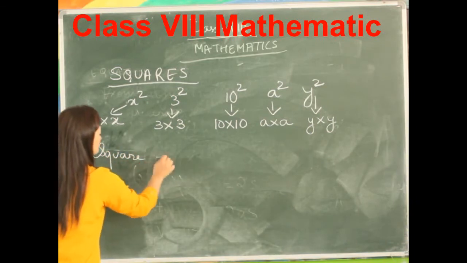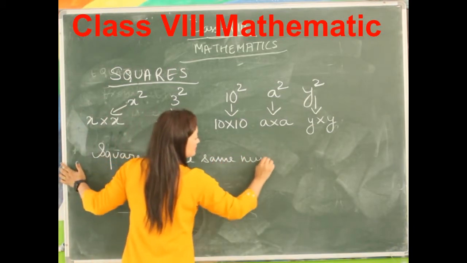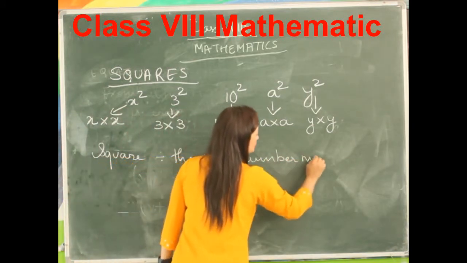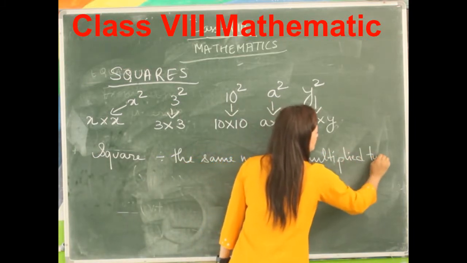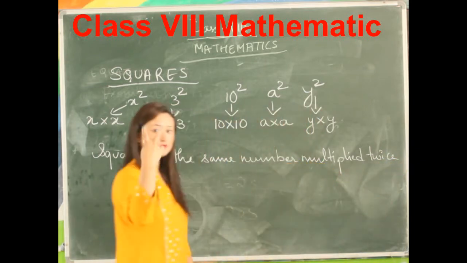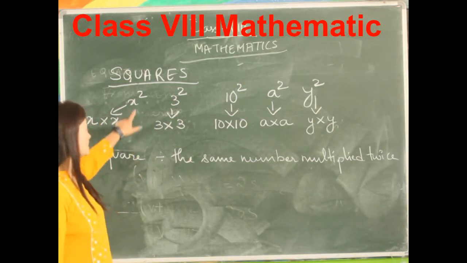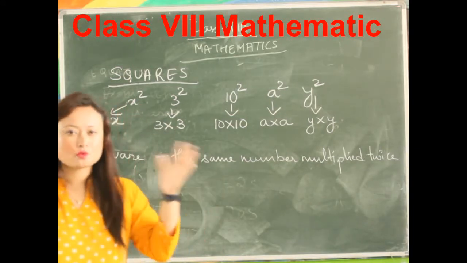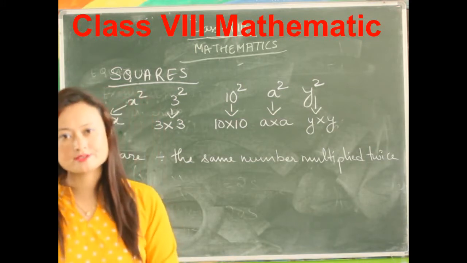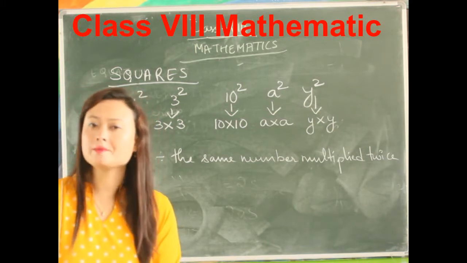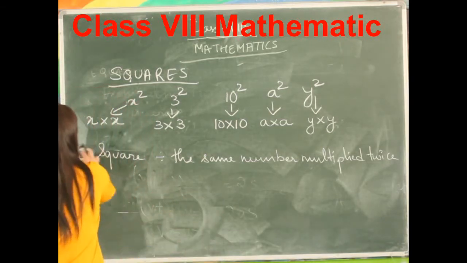So how do we define square? Square of a number means the same number multiplied how many times? The same number multiplied twice. So if you multiply the same number 2 times, it is called square. Square basically means the product of the same number 2 times. This is what square means.